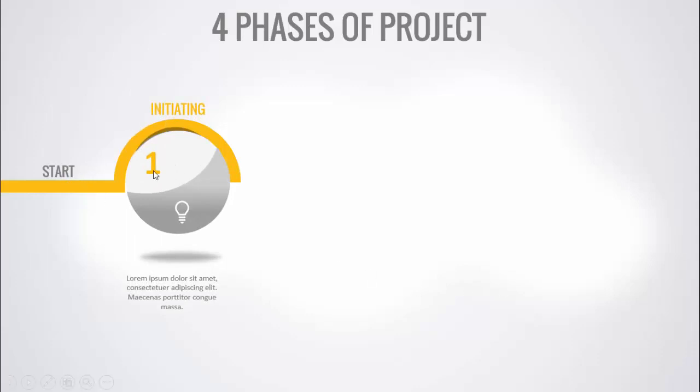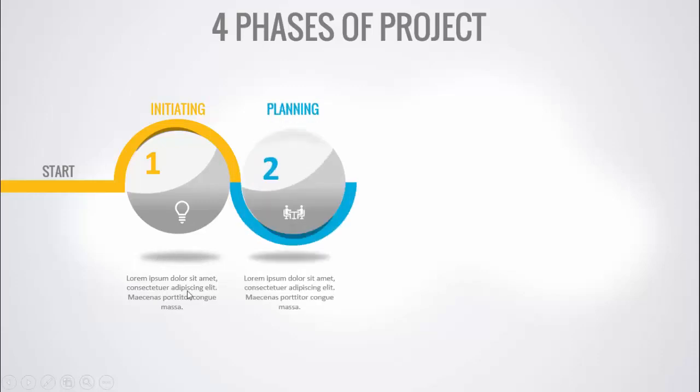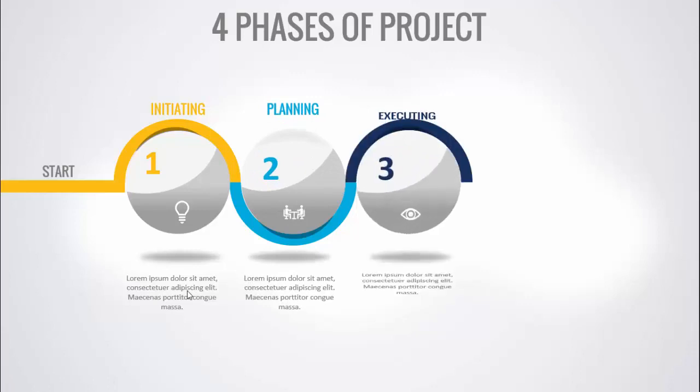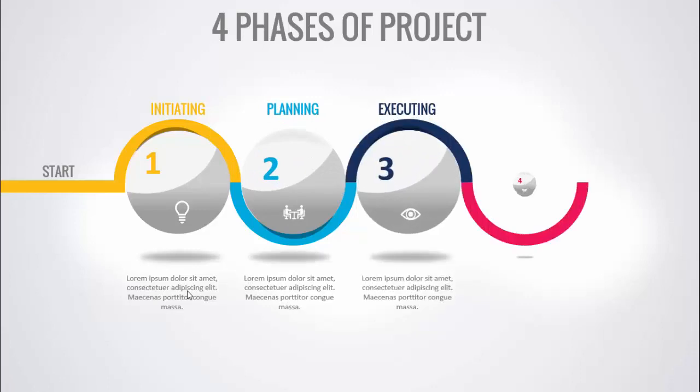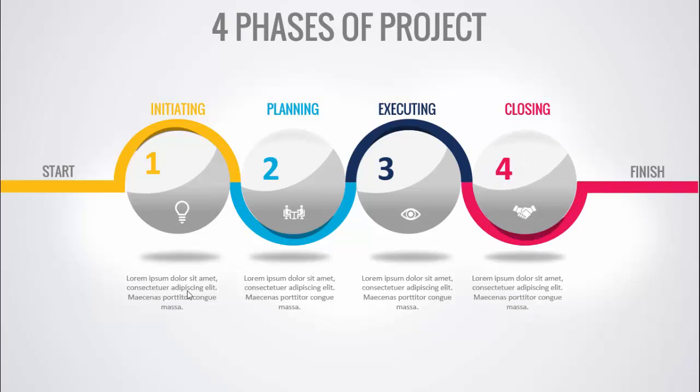You can add the option number, the icon. I've added some shadow effect, and you can add the detailed text. When I click, it will show the second phase, which is the planning phase. Then comes the third phase, the executing phase, and then the closing phase and finish. So you can see here we are showing the phases from start to end.